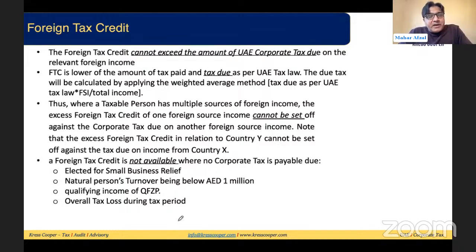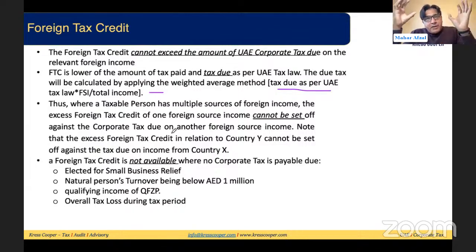Moreover, the foreign tax credit cannot exceed the amount of UAE corporate tax due. We have already discussed this. It can be the lower of the tax due or tax paid, and tax due will be calculated as the tax due as per the UAE tax law, foreign source income divided by total income, weighted average method. We have already applied this even in our previous example, where the taxable person has multiple sources of income.